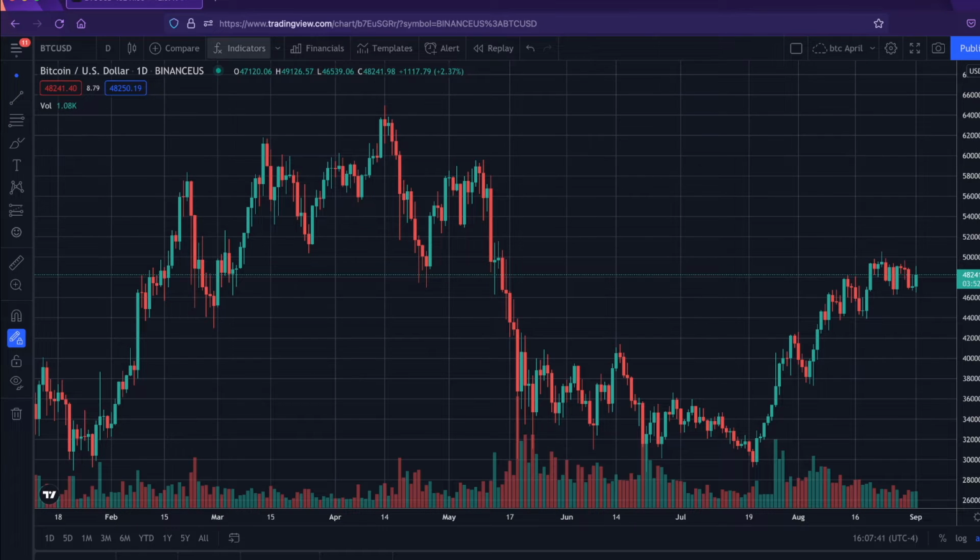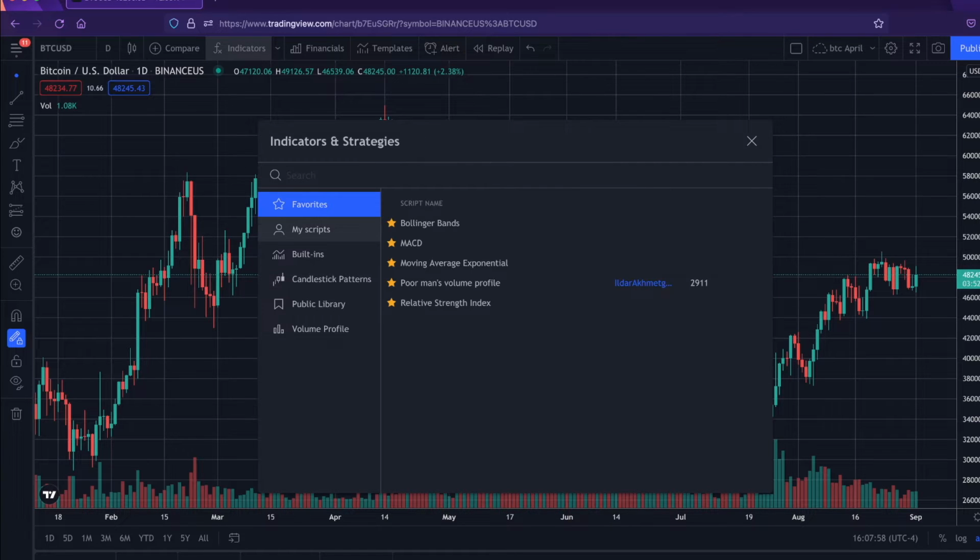Now we look over here to indicators. So this is what we're going to be focusing on. What indicators are you going to use in order to conduct your technical analysis? The first one we're going to take a look at, you just click on indicators. I've got some favorites here, but I'll show you guys how to get to these indicators.